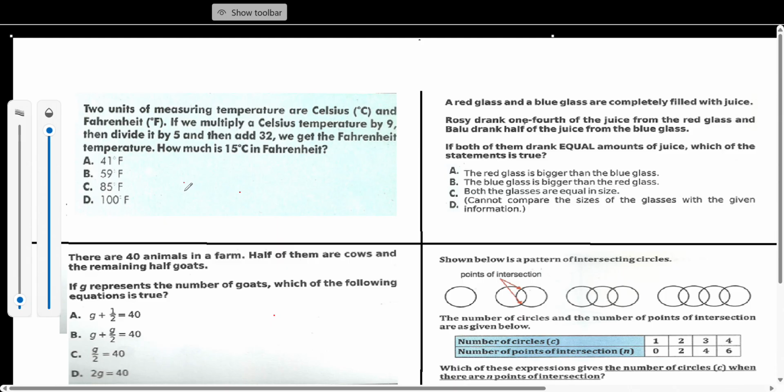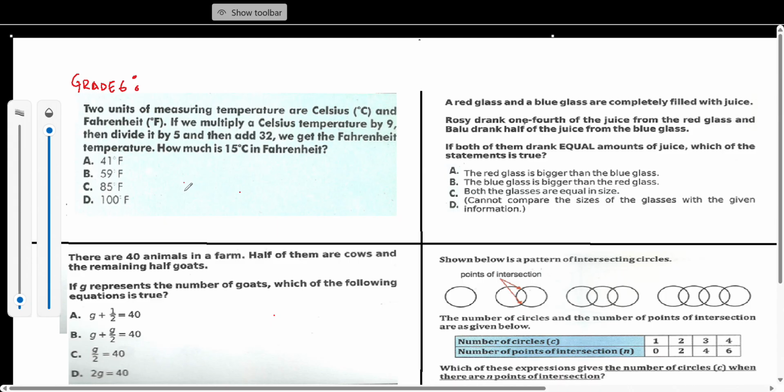Today we are going to see 4 different questions from the math asset paper of grades 6 through 9. This is a grade 6 question. Let us begin with this first.